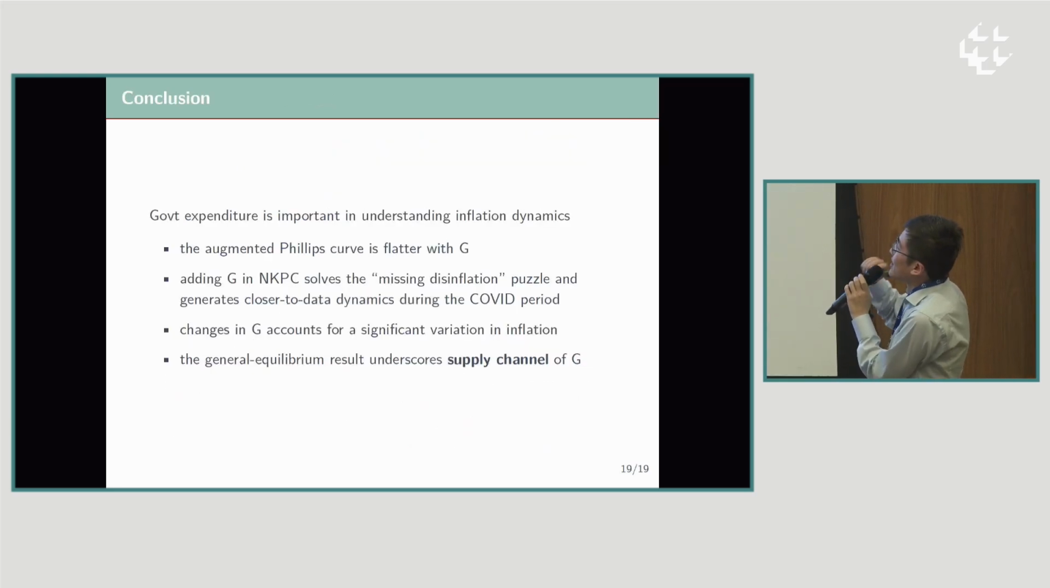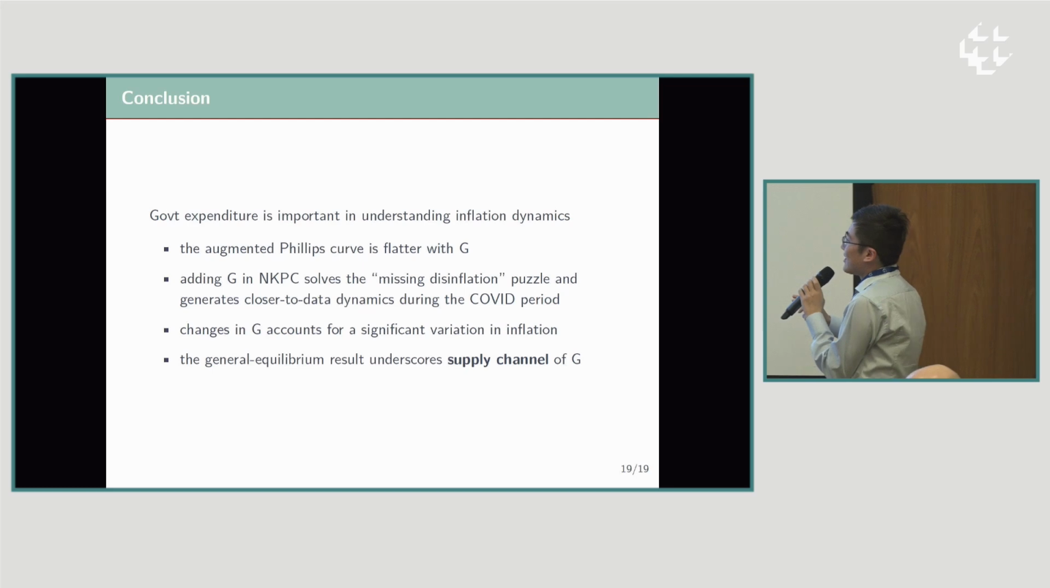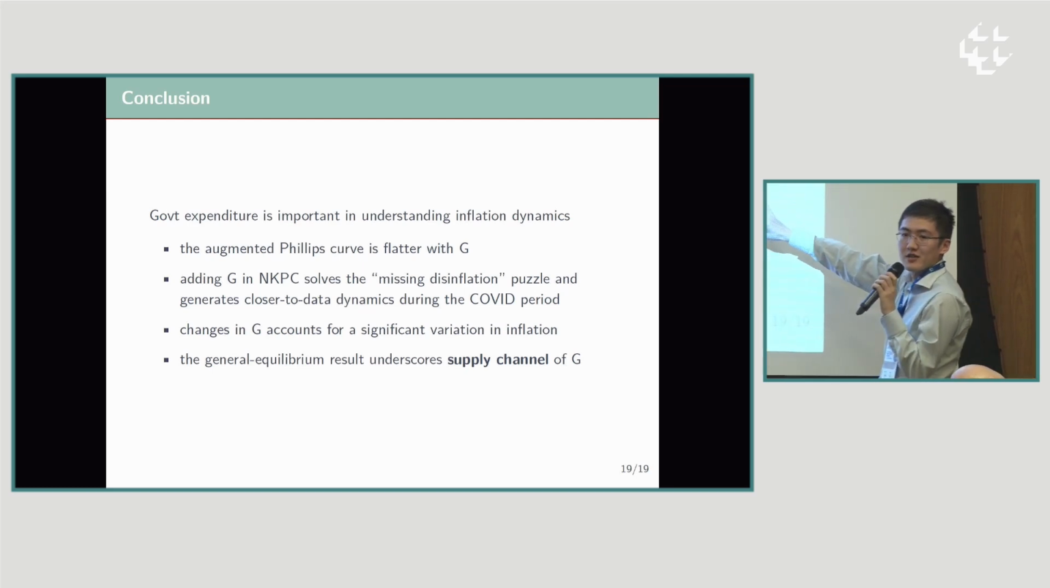So let me sum up. We argue that government expenditure is important in understanding inflation dynamics. The augmented Phillips curve shows a flatter slope. Adding G to the Phillips curve also solves the missing disinflation puzzle. And we argue that G here could account for significant variation in inflation. The whole point we want to highlight is the supply channel of G in the Phillips curve.